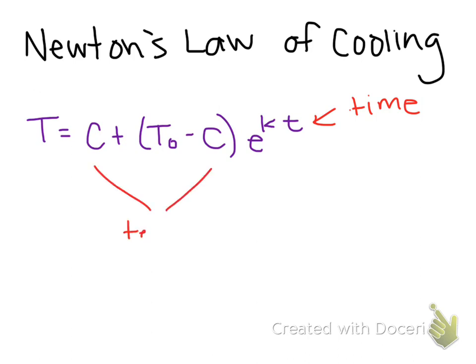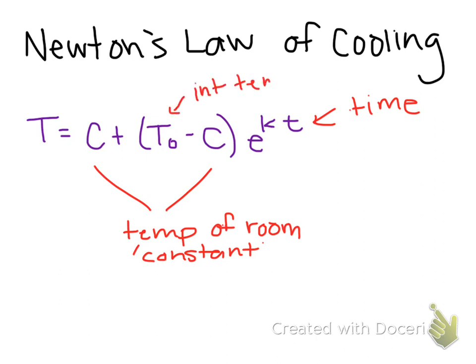C is the temperature of the room, or if you're outside, it's what we call our constant temperature. So it's the temperature that is not changing in this scenario. T naught would be the initial temperature of whatever we're talking about, whether that be cake or coffee or pizza. And T would be the ending temperature after time has gone by. You will not have to memorize this formula. I will give you the formula. However, I will not write what all the words and letters mean. You have to know that part when it comes time for a test.